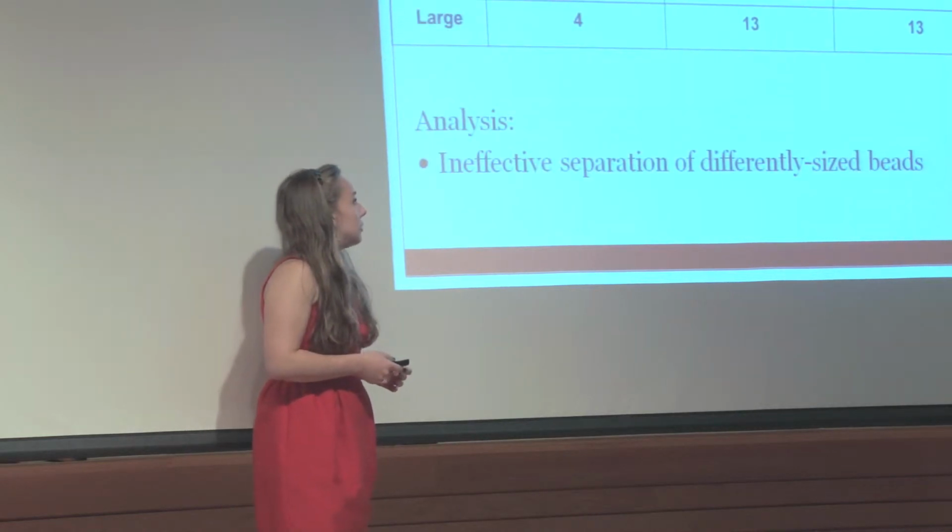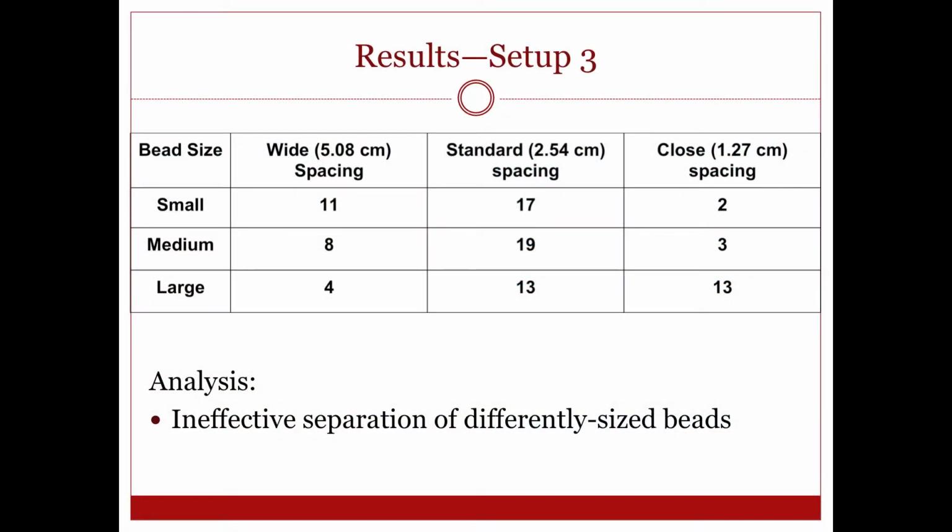However, this hypothesis turned out to be incorrect. As you can see, 17 of the small beads ended up in the middle section instead of the wide space section at the top. The medium-sized beads were the only beads that met our hypothesis, with 19 out of the 30 ending up in the standard space section. And the large beads were also unsuccessful, with 13 ending up in the closely spaced section, but 13 also ending up in the standard space section.